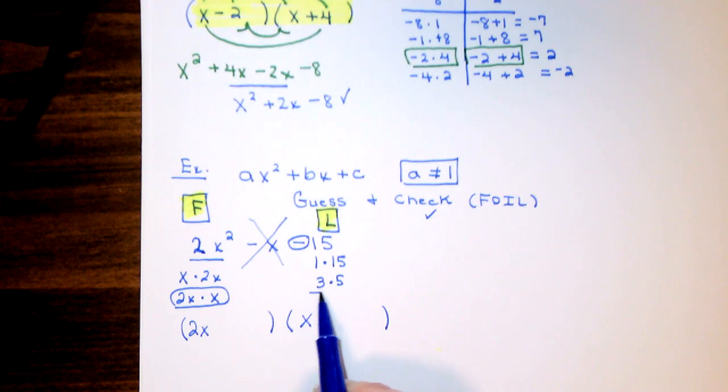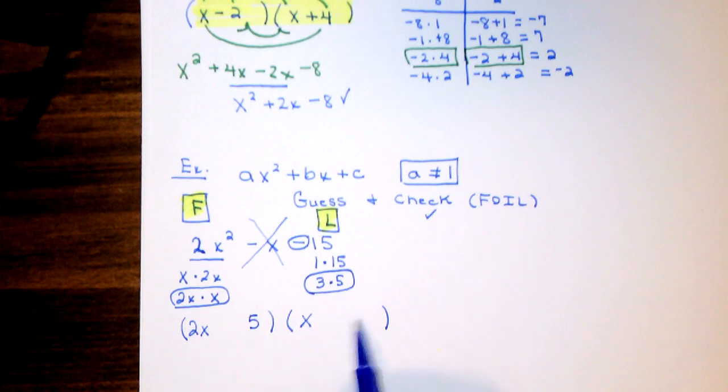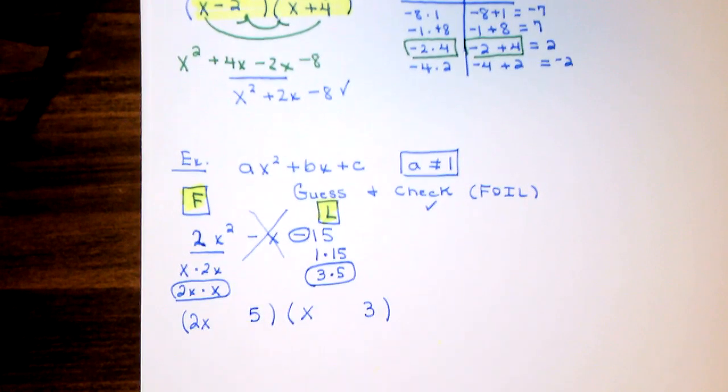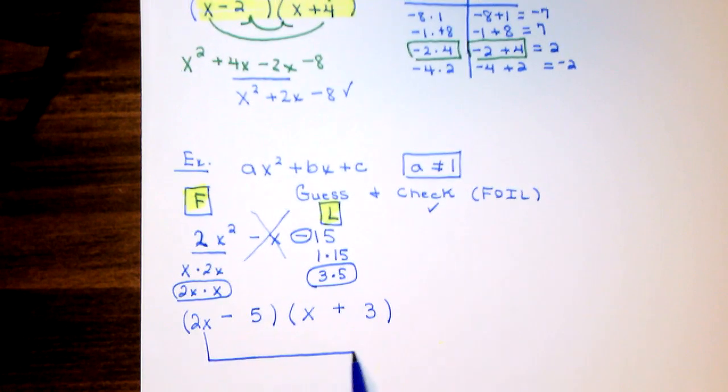Now, I always start with my lower numbers and then I'll work up. That way I know kind of where I'm at. So I'm going to try the 5 and the 3. Okay, and I'm just going to go ahead and put down different signs. And this is how I would think about it in my head. So then I would multiply the outside, which is going to give me a 6x. I would multiply the inside, which gives me a negative 5x.